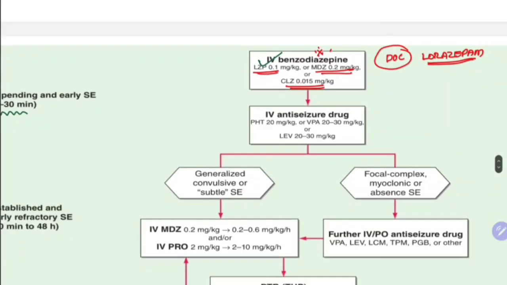Next, after that, if the patient continues seizing, we can give an IV anti-seizure drug, anything like phenytoin 20 mg per kg, valproic acid 20 to 30 mg per kg, or levetiracetam 20 to 30 mg per kg. This is very important to note.